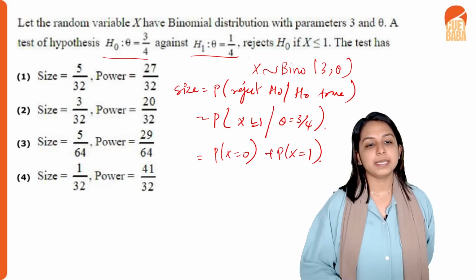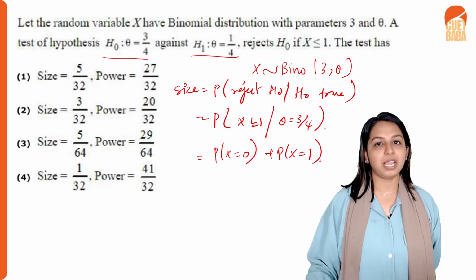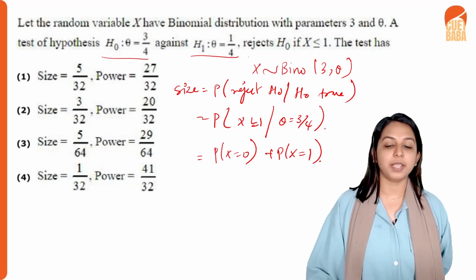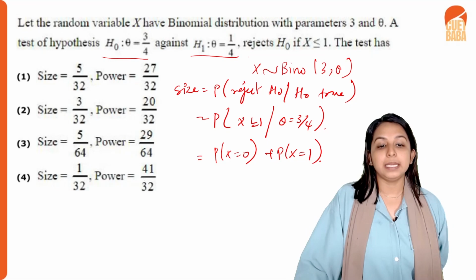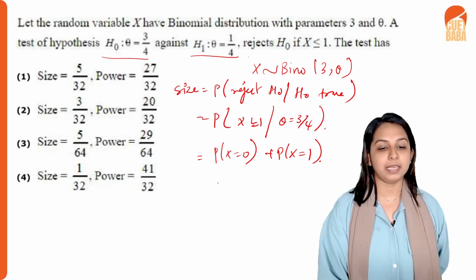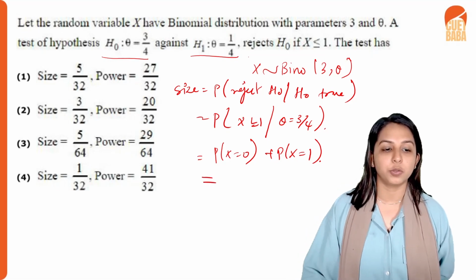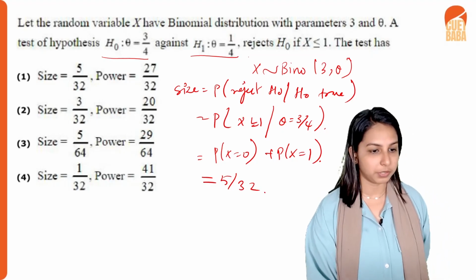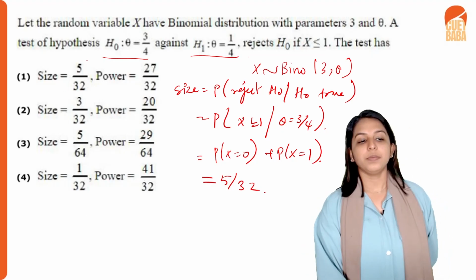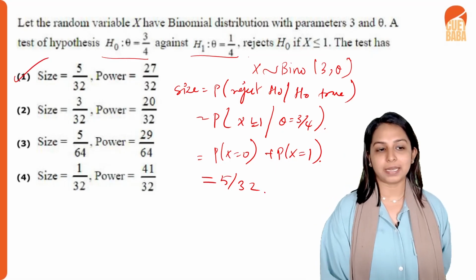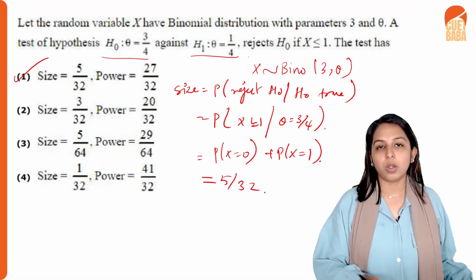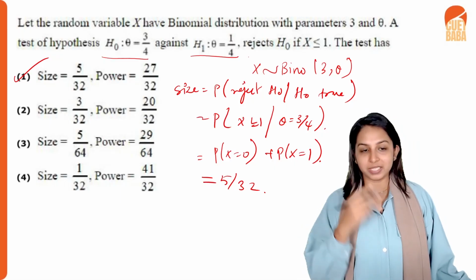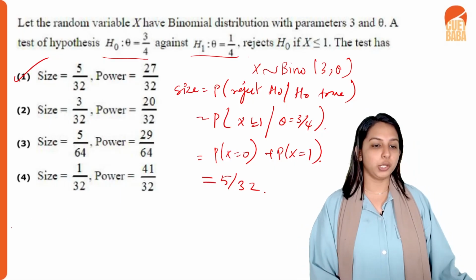Since x is following binomial distribution, we have nCx theta raised to x q raised to n minus x. In that we are going to substitute the values, theta is equal to 3 by 4, and finally we will get the answer for size is equal to 5 by 32. So we will see among the options where size is equal to 5 by 32. We can clearly see that option 1 will be the right answer because all other values are different for size. But still we are going to check whether power is equal to 27 by 32 or not.